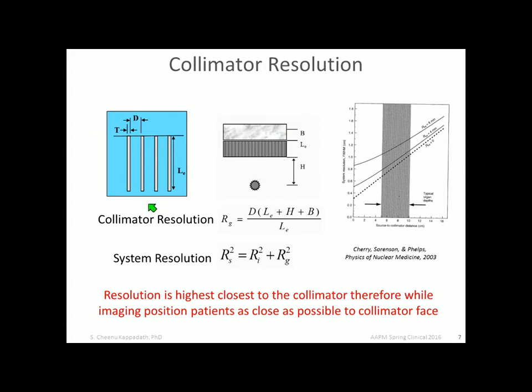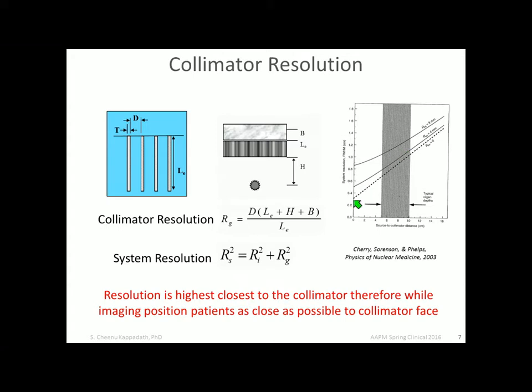So the resolution of a collimator is non-stationary. It basically varies as a function of distance away from the surface of the collimator, okay? And that is what is shown out here. So the collimator resolution here varies as a function of distance, h, but it has some other dimensions associated with the properties of the collimator as well.